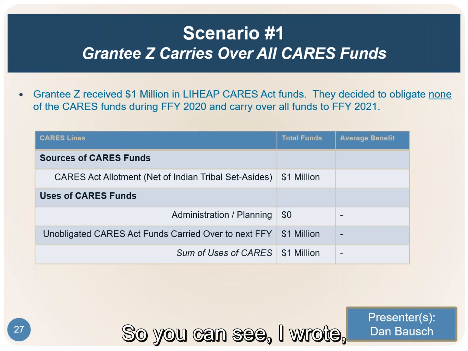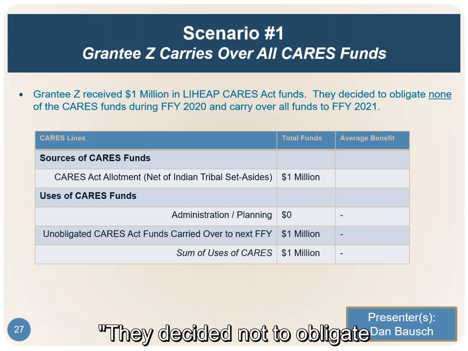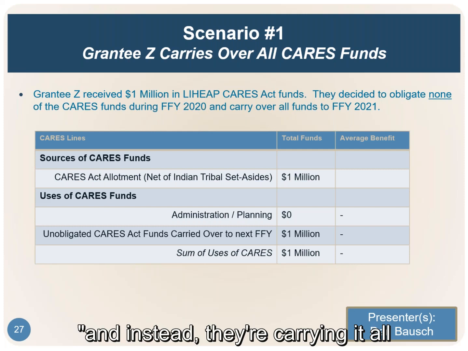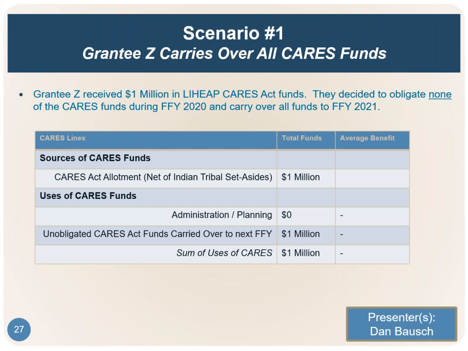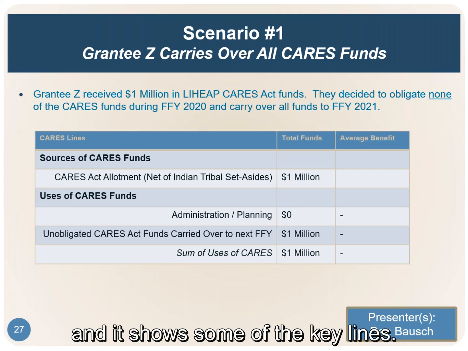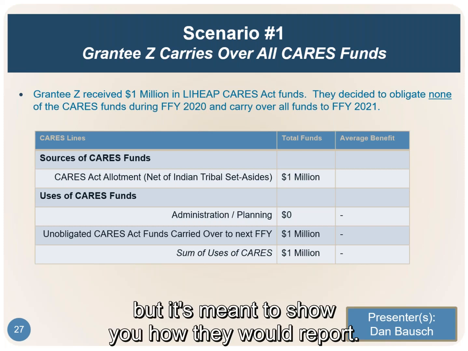So you can see I wrote they received $1 million for LIHEAP CARES Act funds. They decided not to obligate any of those funds during 2020, and instead they're carrying it all over to federal fiscal year 2021. So the table here shows how they would report in the grantee survey, and it shows some of the key lines. These aren't in the exact order in the form, but it's meant to show you how they would report.